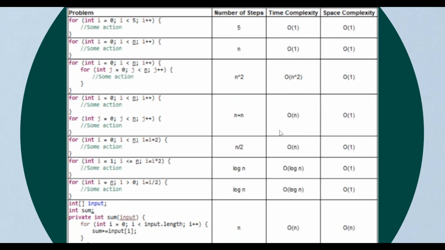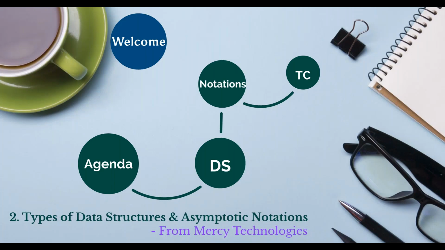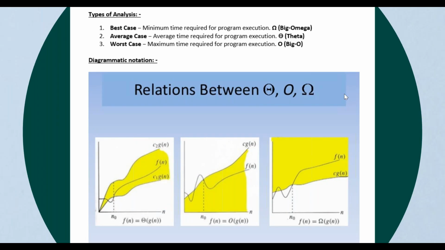One thing that I want to explain in today's session is how we calculate the time and space complexities. Today's emphasis would be calculating the time complexity only, and that too for loops. Okay, just a second. Notations. So the types of analysis are best case, average case, and worst case.